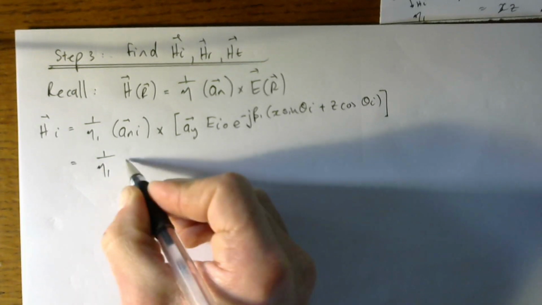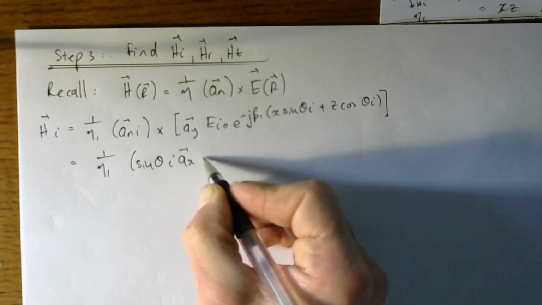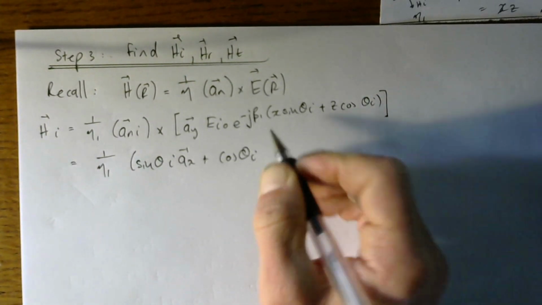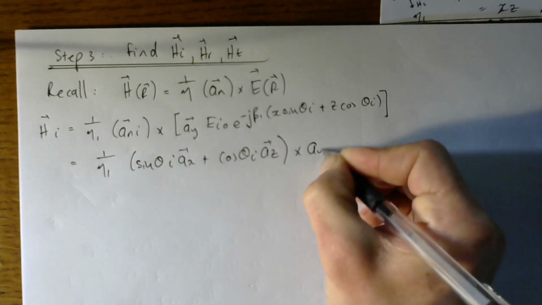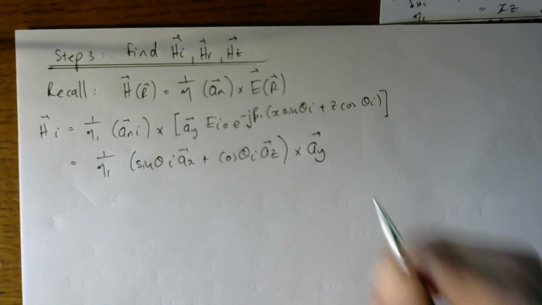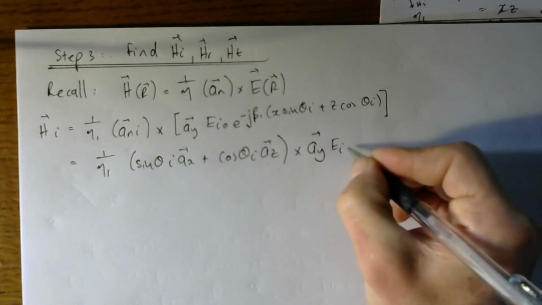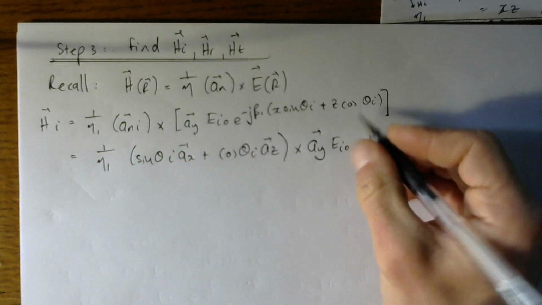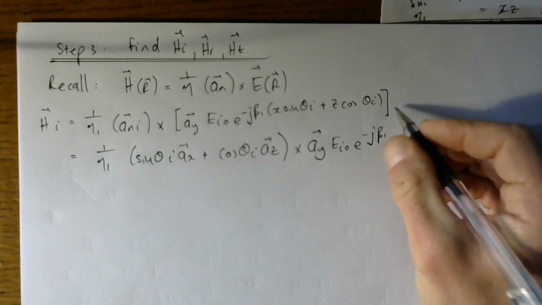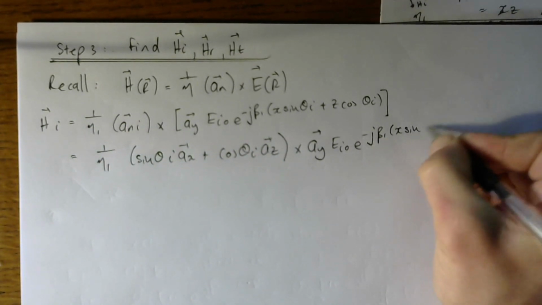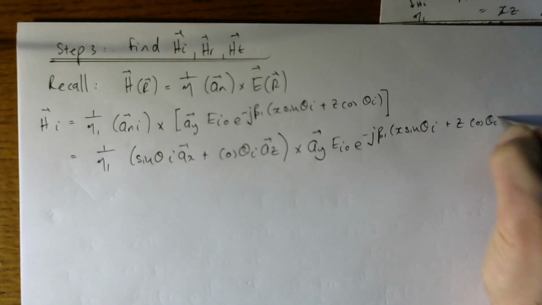1 over eta 1 times sine theta i in the x direction plus cos theta i in the z direction, cross a_y E_i0 e to the minus j beta 1 x sine theta i plus z cos theta i.